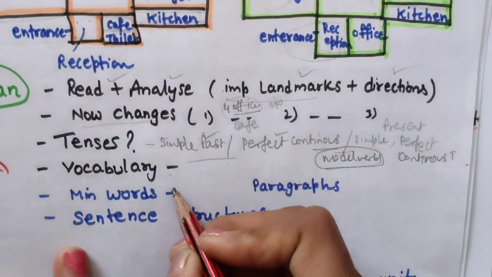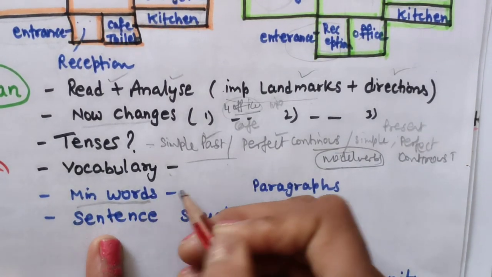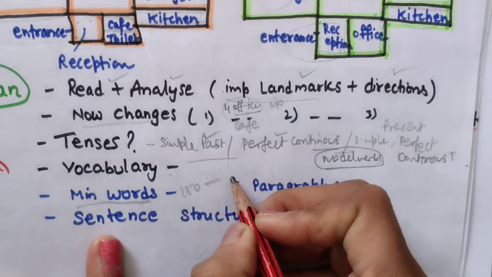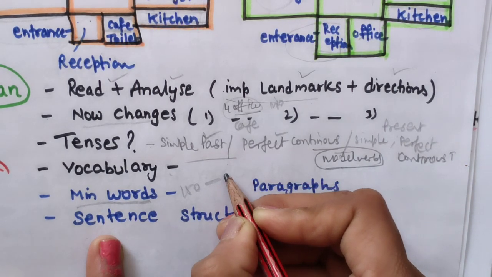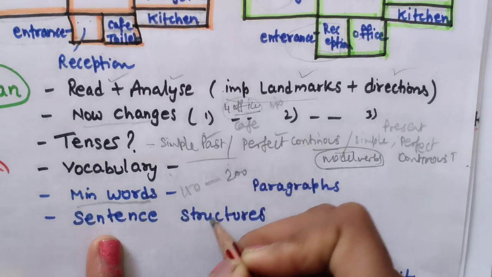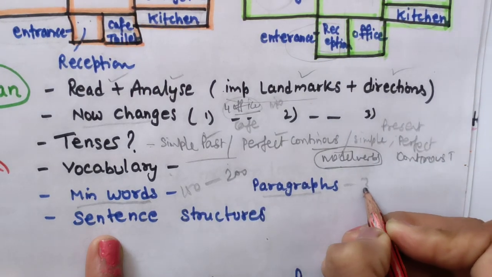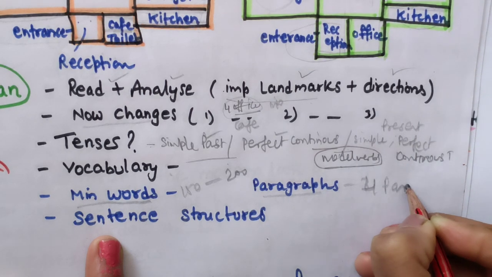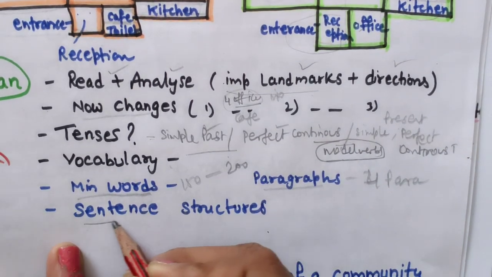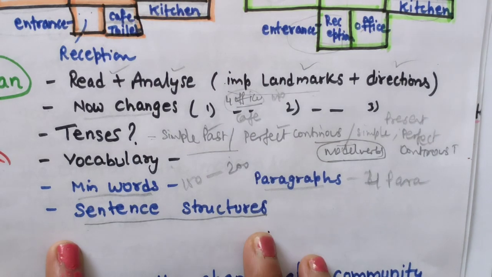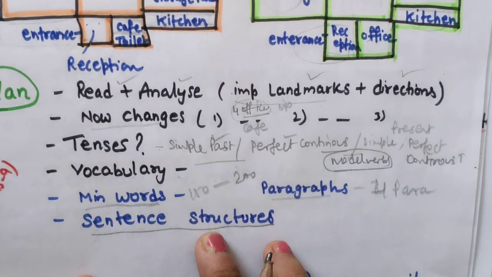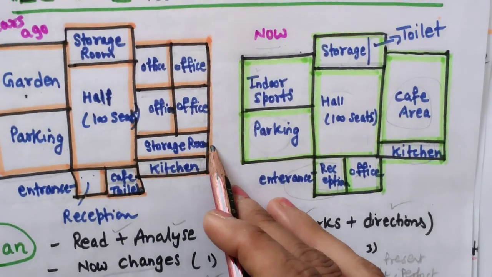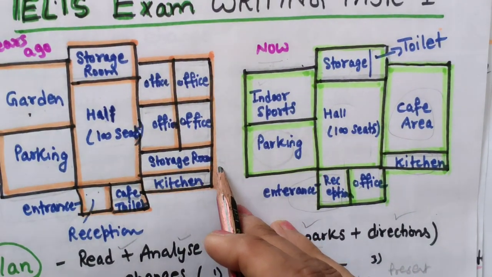Now, what is the vocabulary? I will show you the vocabulary and minimum words: 150 minimum, but if you write in detail with important things, your words will definitely go around 200. Three paragraphs are important, but make it four paragraphs if possible. You can see the sentence structure while I am writing. First I will show you the vocabulary for this map activity in IELTS writing task 1.